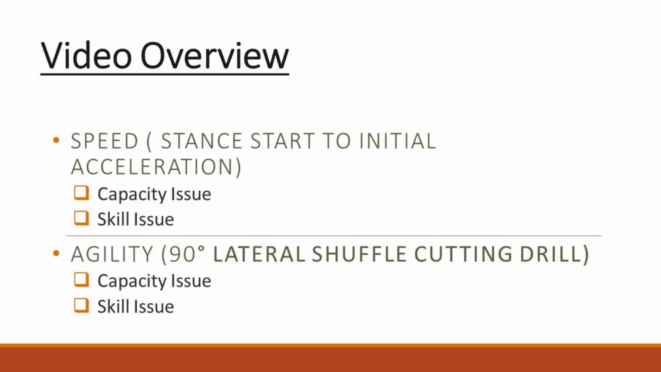Hi, and welcome to my second vlog in which I'll be looking into capacity and skill issues in both a speed and an agility drill. As for the speed drill, I asked two athletes to perform a stance sprint start to initial acceleration. As for the agility, two other athletes performed a 90-degree lateral shuffle cutting drill.